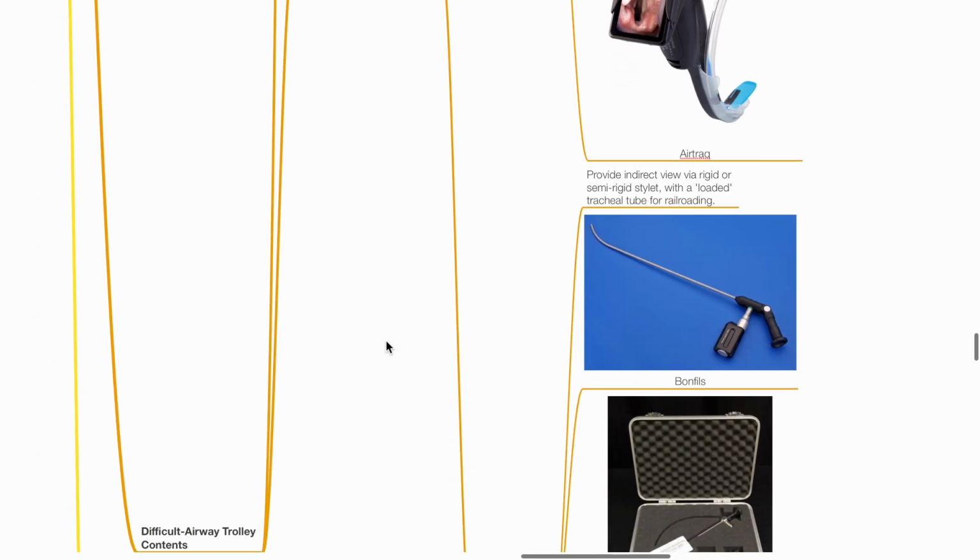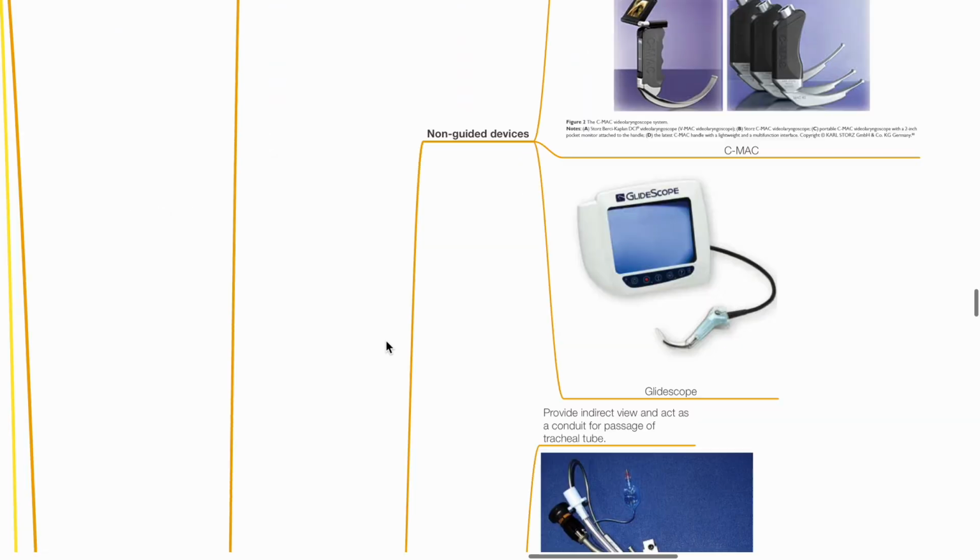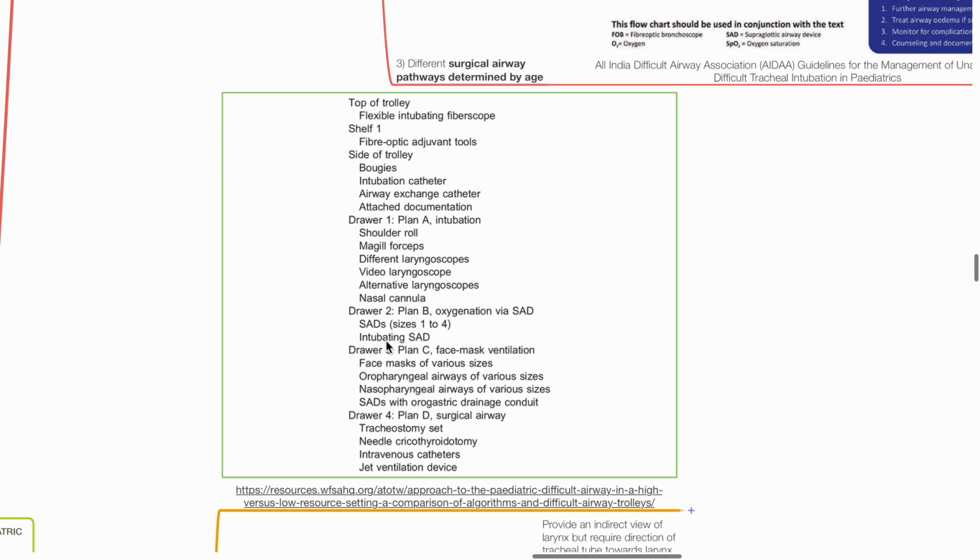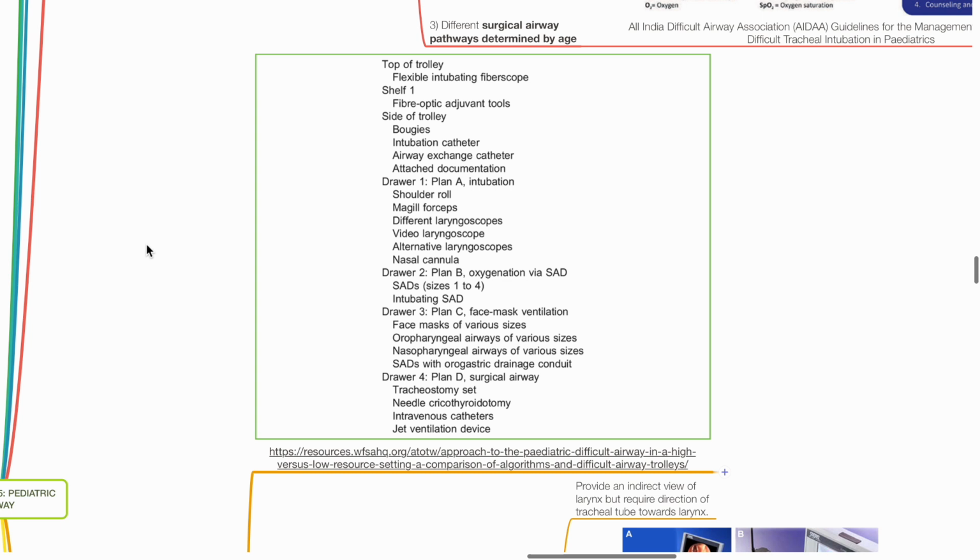Next, we move on to difficult airway trolley contents. Main reference WFSA. Top of trolley, flexible intubating fiberscope. Shelf 1, fiber optic adjuvant tools. Side of trolley, bougies, intubation catheter, airway exchange catheter, and attached documentation. Drawer 1, Plan A, intubation. Include shoulder roll, Magill forceps, different laryngoscopes, video laryngoscope, alternative laryngoscopes, and nasal cannula.